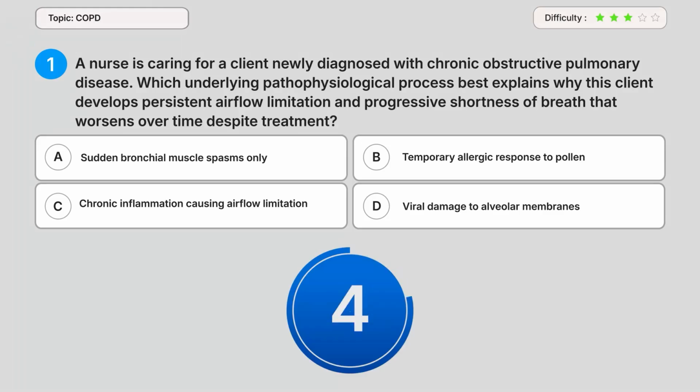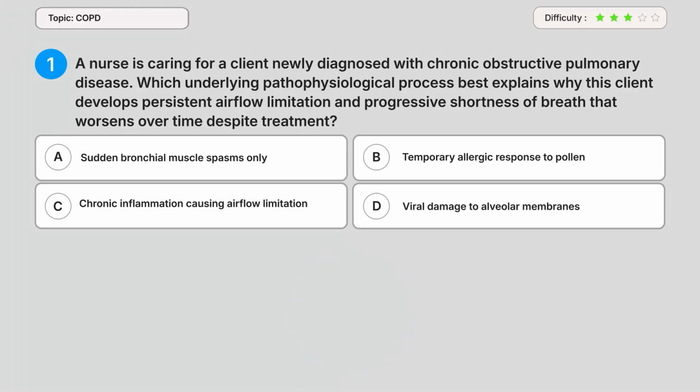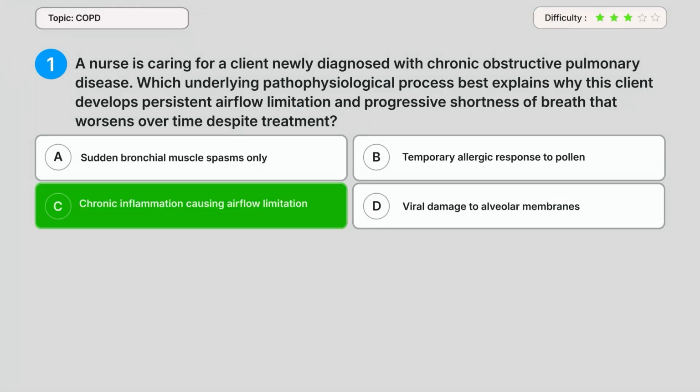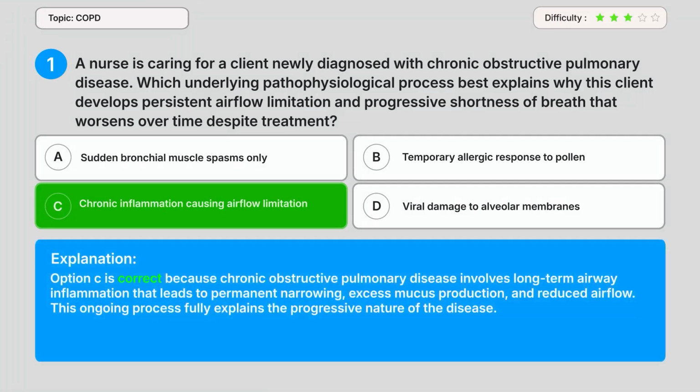Can you guess the answer? Correct answer. C. Chronic inflammation causing airflow limitation. Explanation. Option C is correct because chronic obstructive pulmonary disease involves long-term airway inflammation that leads to permanent narrowing, excess mucus production, and reduced airflow. This ongoing process fully explains the progressive nature of the disease.